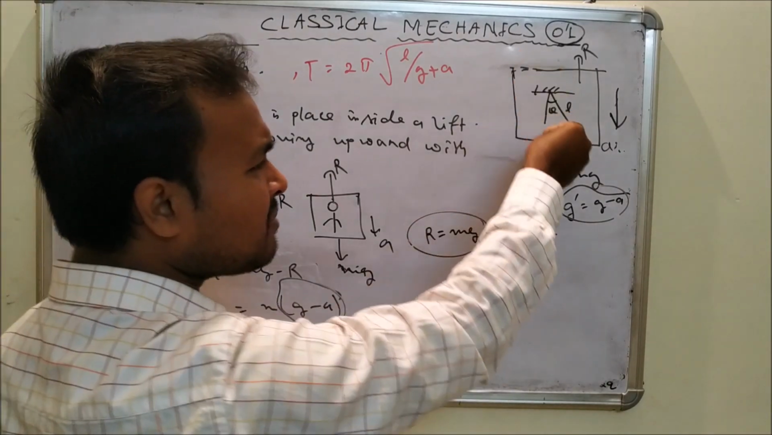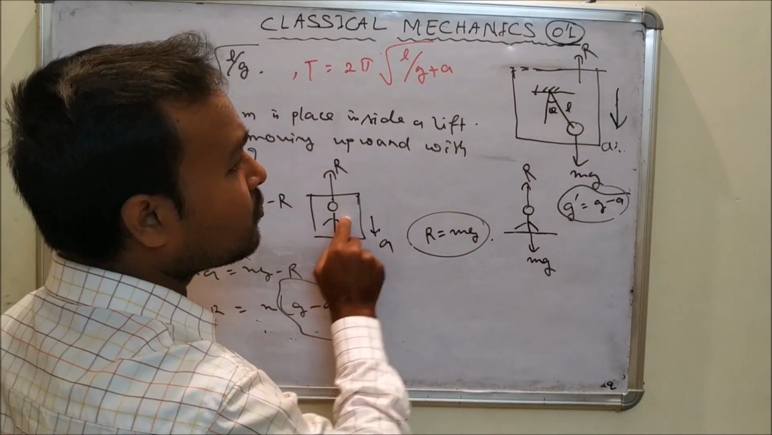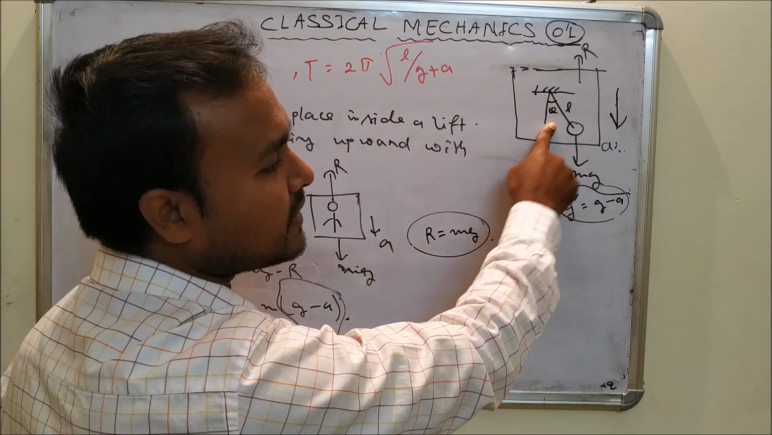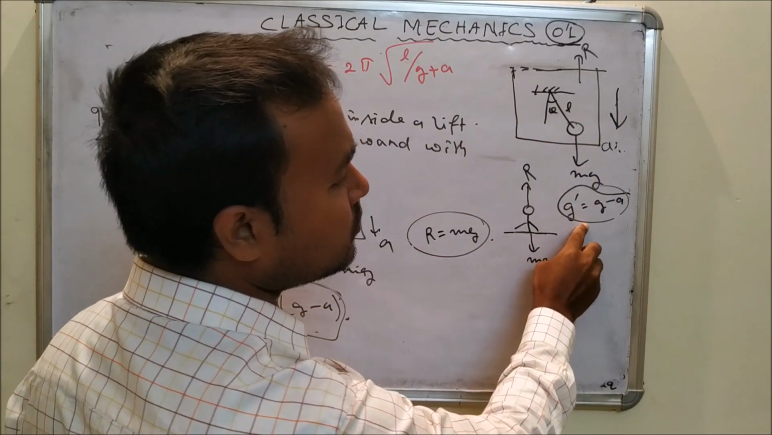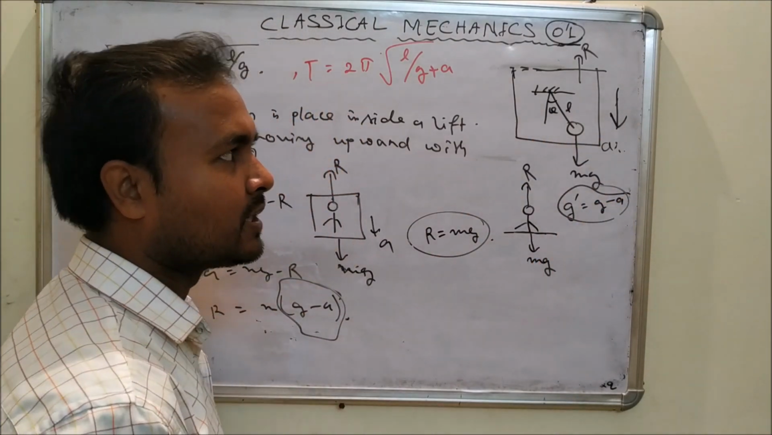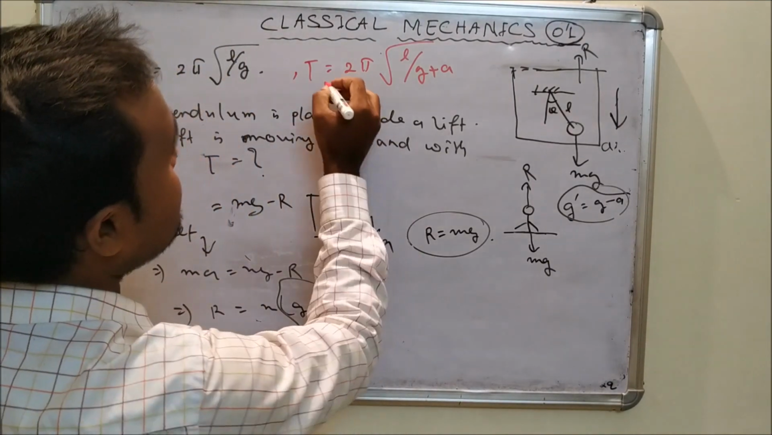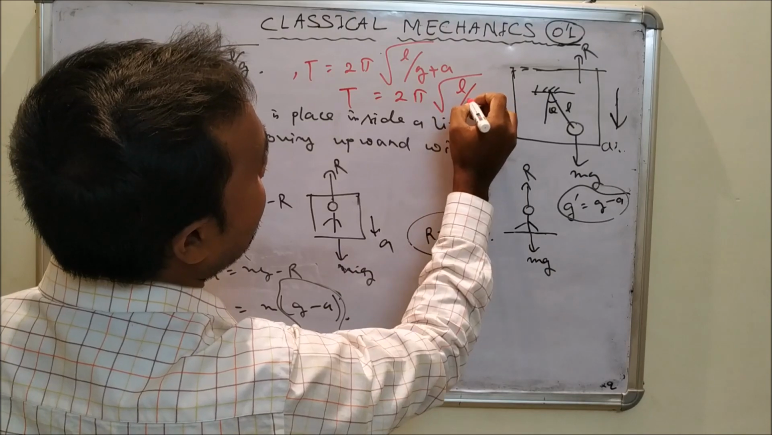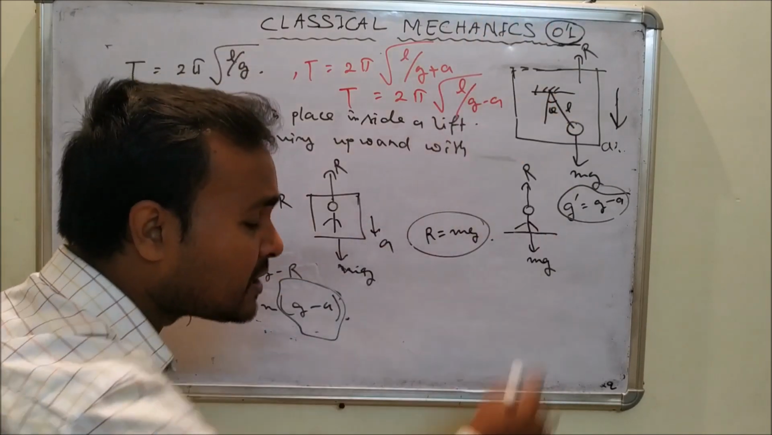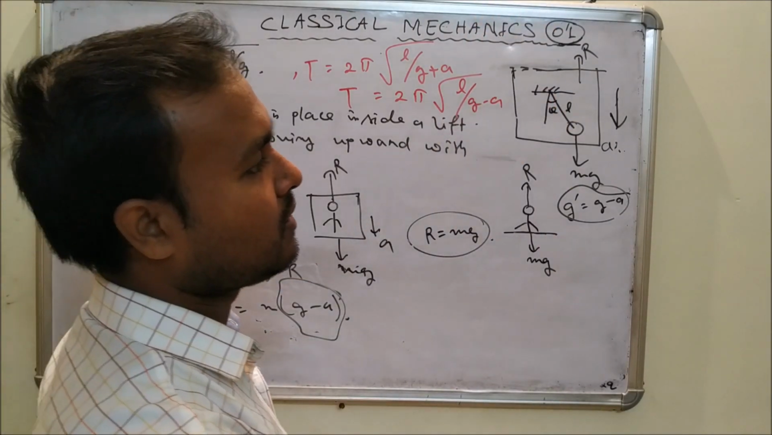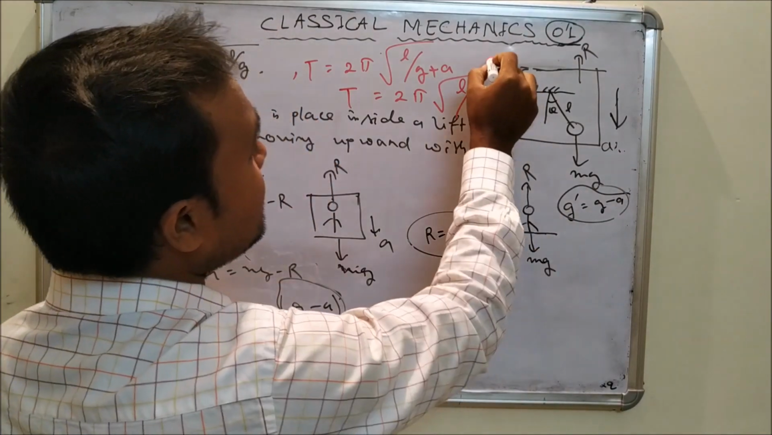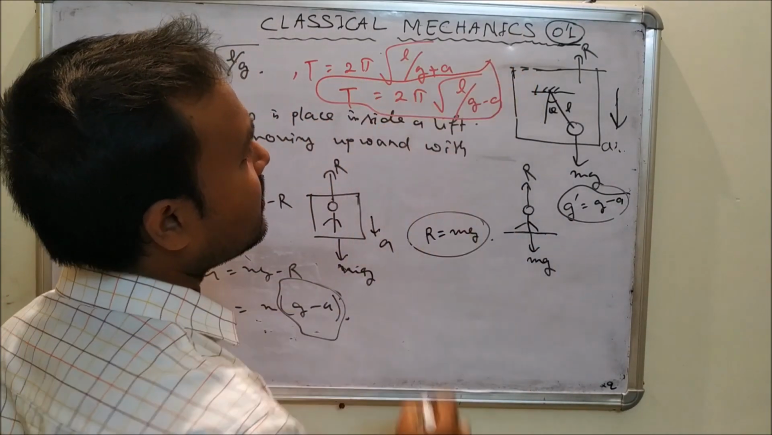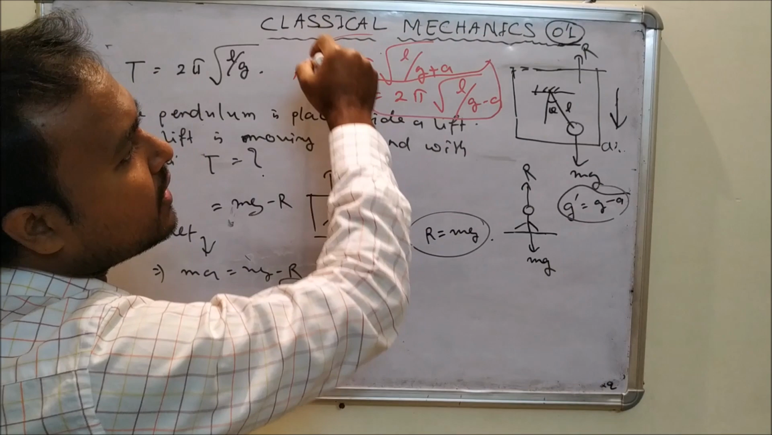The same condition, if I replace the lift with a pendulum, the effective gravity will be g minus a. In that case, your T will be 2 pi under root of L upon (g minus a). When the lift is moving downward, the time period will be this. And when it is upward, it is this.